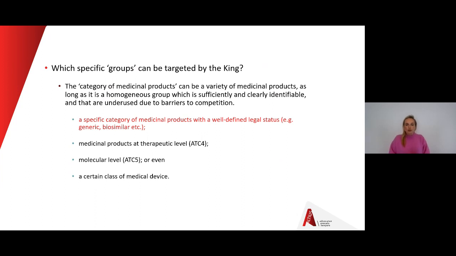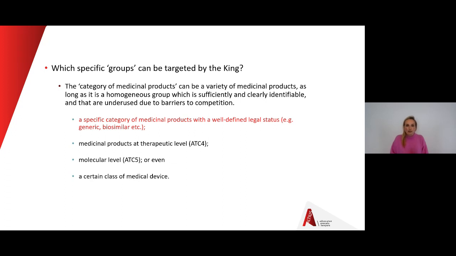So which specific groups can be targeted by the king? Which specific categories of medicinal products? Well, it can be a variety of medicinal products, as long as it's a homogeneous group which is sufficiently and clearly identifiable, and the biggest one, that are underused due to barriers to competition. And I've summed up a list of specific groups that we can imagine. And of course, the first one is the most important one, is a specific category with a well-defined legal status, and those are the generics or the biosimilars.